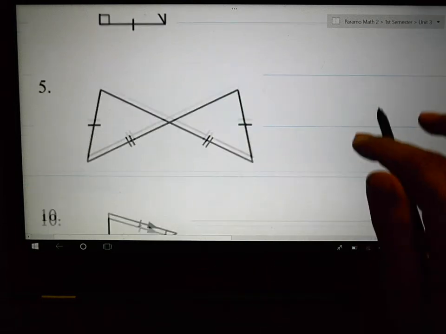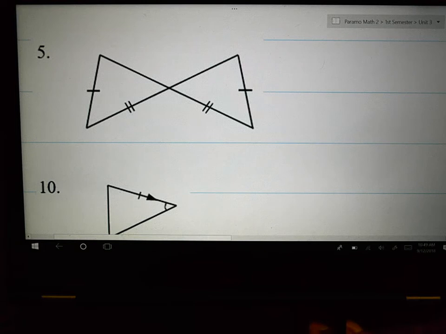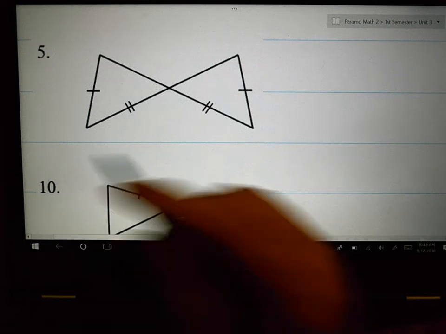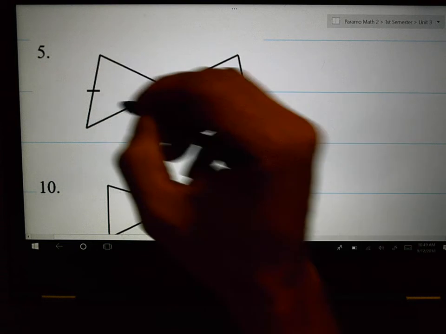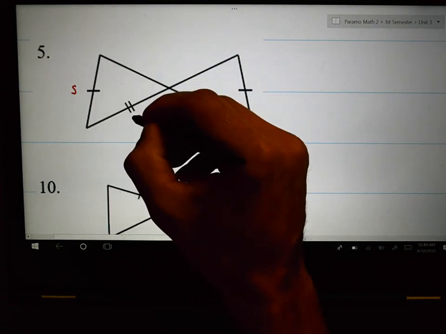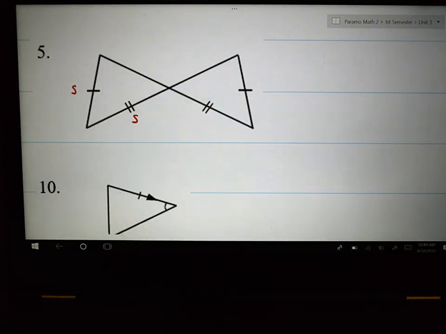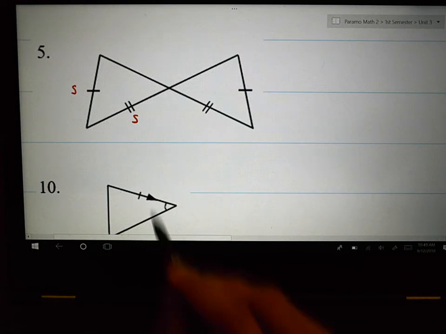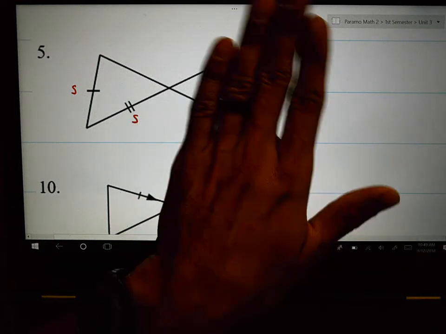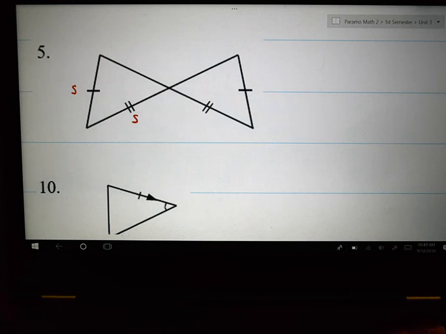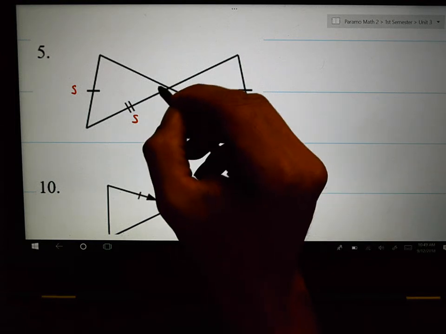Let's look at number 5. Number 5 gets a little more complicated. Looking at one triangle at a time. I have a side that's the same as the other side. I have a double that's the same as the other double. So looking at one, I can see that I have a side and a side. Now let's ask, are there any shared angles? Are there any shared sides? Are there any vertical angles? I see a pair of vertical angles.